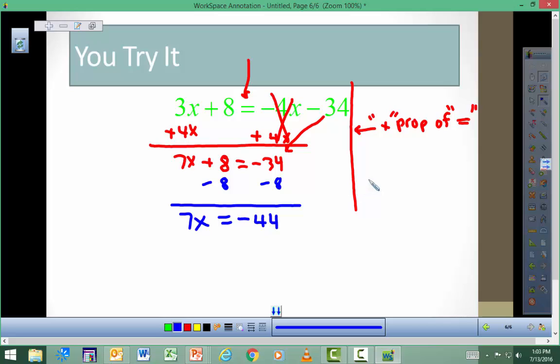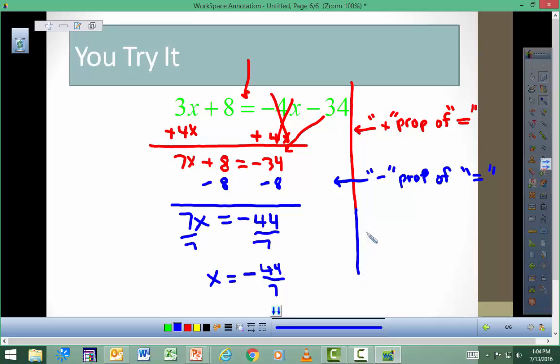Alright. So the reason that we're allowed to do this one, well, we subtracted from both sides because we have an equal sign. So this one's called subtraction property of equality. We'll use this symbol equals to abbreviate, okay? Subtraction property of equality. Alright? And I think the final step is simply divide by 7. Divide by 7 here, divide by 7 here. And I get x is equal to negative 44/7. So this step we could simply say is the division property of equality.